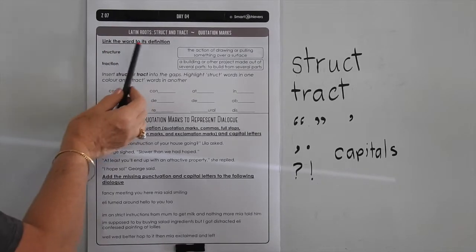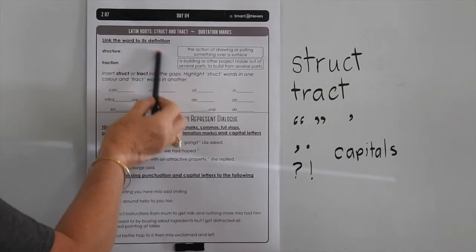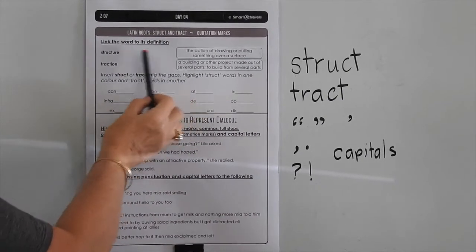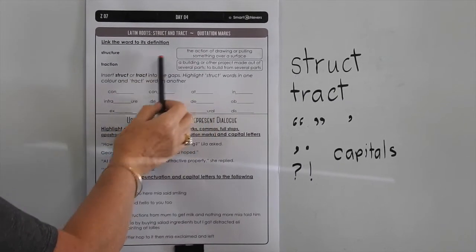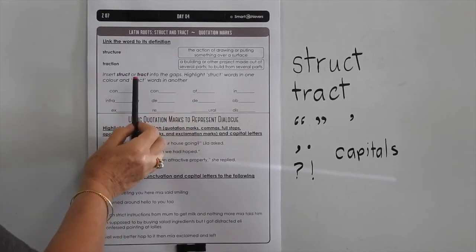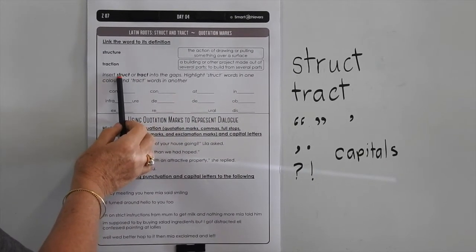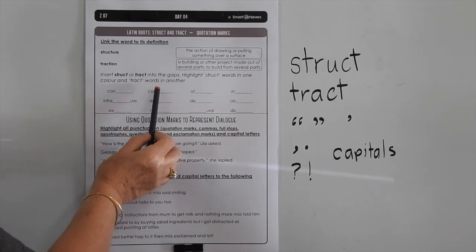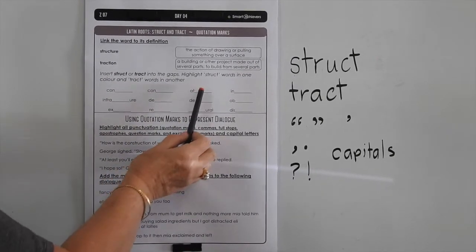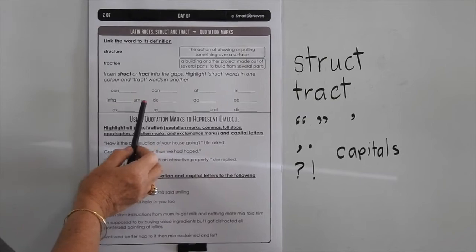On this page we're looking at the Latin roots struct and tract in the first part. So we've given you the definition, you need to just link them to the correct definition, and then insert struct or tract into these spaces to form a complete word.